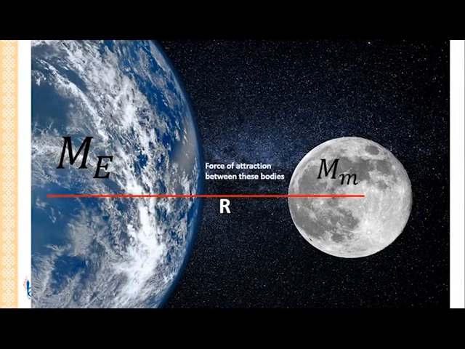Alright, so this is the main topic that we are going to talk about. We will be talking about the force of attraction between the mass of the Earth and the mass of the Moon separated by distance r. So the force of attraction between these two bodies is also given by F is equal to G Me Mm over r square, where Me is the mass of the Earth and Mm is the mass of the Moon separated by distance r.